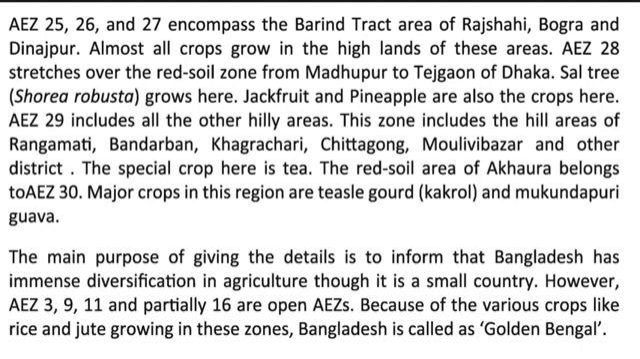And the red soil of Akhaura belongs to agroecological zone 30. Major crops in the region are lichi, coconut and Mokondapuri guava. The main purpose of giving these details is to inform that Bangladesh has immense diversification in agriculture, though it is a small country. However, ecological zones 3, 9 and 11 and partially 16 are open agroecological zones because of the various crops like rice and green in this zone. Bangladesh is called Golden Bangladesh.